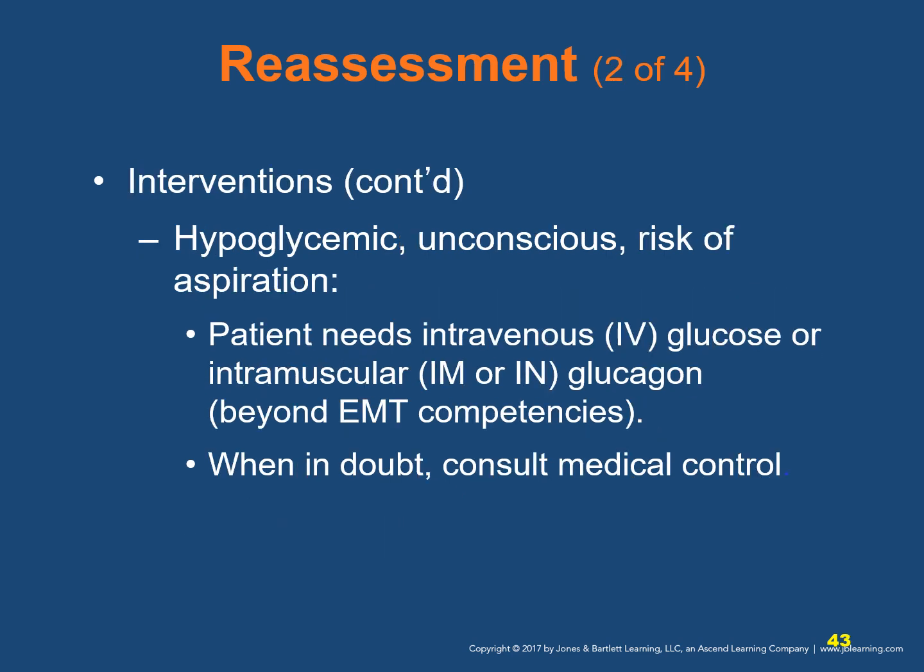For unconscious hypoglycemic patients or patients with risk of aspiration, intravenous (IV) glucose or intramuscular (IM) or intranasal (IN) glucagon is needed, which most EMTs are not permitted to give. AEMTs and paramedics can start an IV line and administer IV glucose. If in doubt whether the patient has symptomatic hyperglycemia or hypoglycemia, most protocols will err on the side of giving glucose. When in doubt, consult medical control.